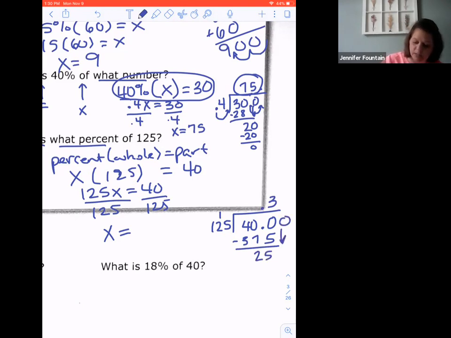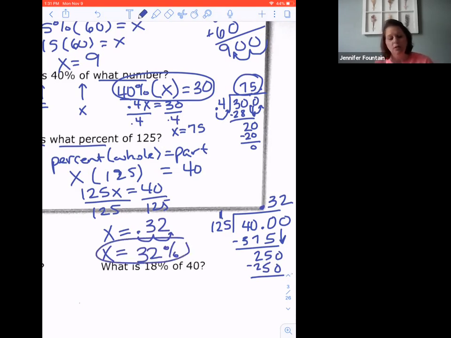Add a 0, bring it down. And 125 will go into 250 2 times. 2 times 5 is 10. Carry my 1. 2 times 2 is 4, plus 1 is 5, and 2 times 1 is 2. So now I can see my answer is 0.32. Now remember, in this question, it says what percent. So now I have to change my decimal to a percent. To change a decimal to a percent, I move my decimal 2 places to the right and add a percent sign. So x equals 32%.